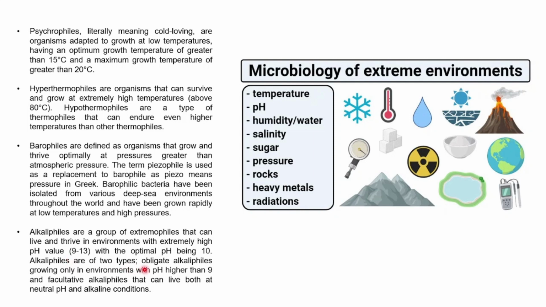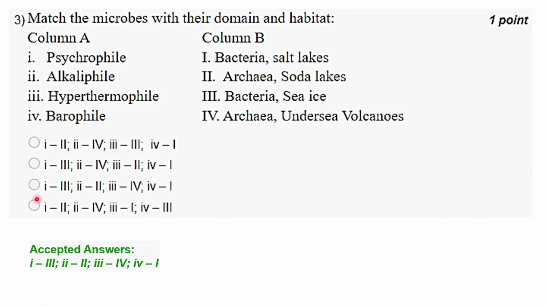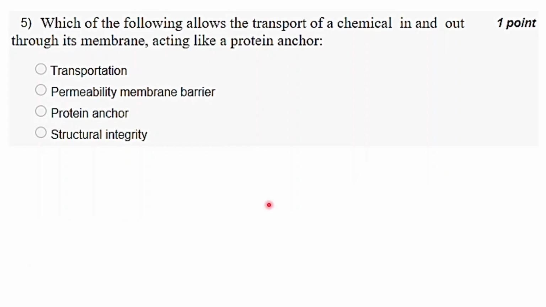And then there are two types: obligate alkalophiles that grow in environments with pH higher than 9, and facultative alkalophiles. Here also, I talked about obligate and facultative. Obligate alkalophiles have a very restricted range, so they can only survive in environments with pH higher than 9. Facultative alkalophiles can live at both neutral pH and higher pH alkaline conditions. So this was the correct answer, C. Yes, C. Now on to the next question.